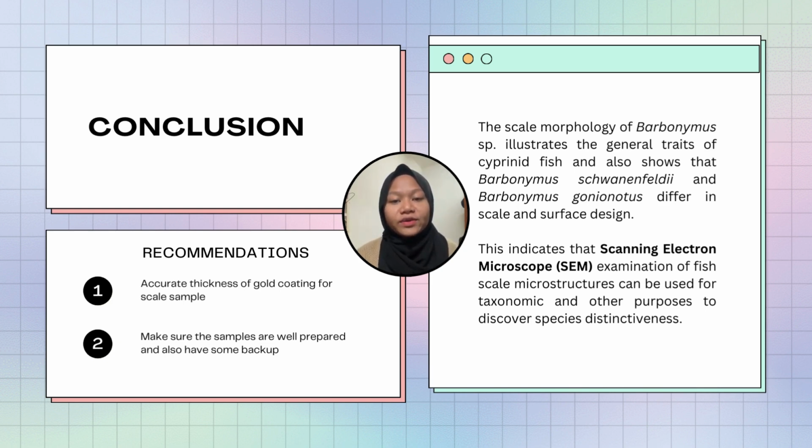Due to the fact that solid scale samples are required for scanning electron microscope, the Barbonymus species scales were too thin and glass-like to examine. Therefore, it is essential to perform a few trials on gold coating that is fine enough for the scales in order to get scanning electron microscope micrographs that are incredibly clear. Plus, scale samples must be well prepared, such as completely dry and fit enough to be put inside the chamber.